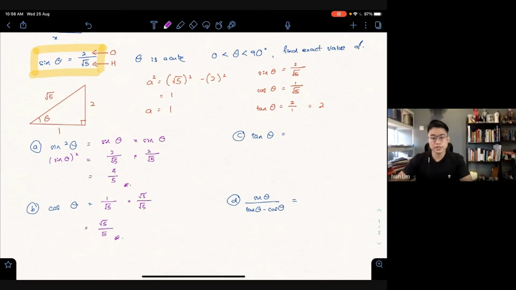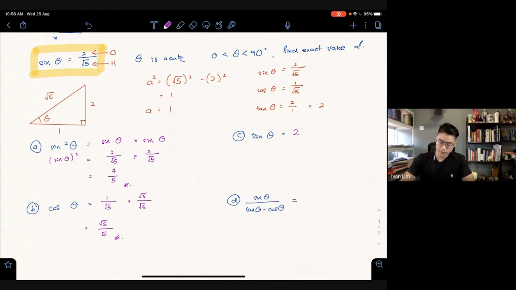Okay, you do this if they ask you to rationalize the denominator or to present it in a certain form. Otherwise, I would say just leave it. Okay, don't touch it. Okay, let's look at C. C has already been counted because of the triangle above. So tangent theta will be equals to 2.